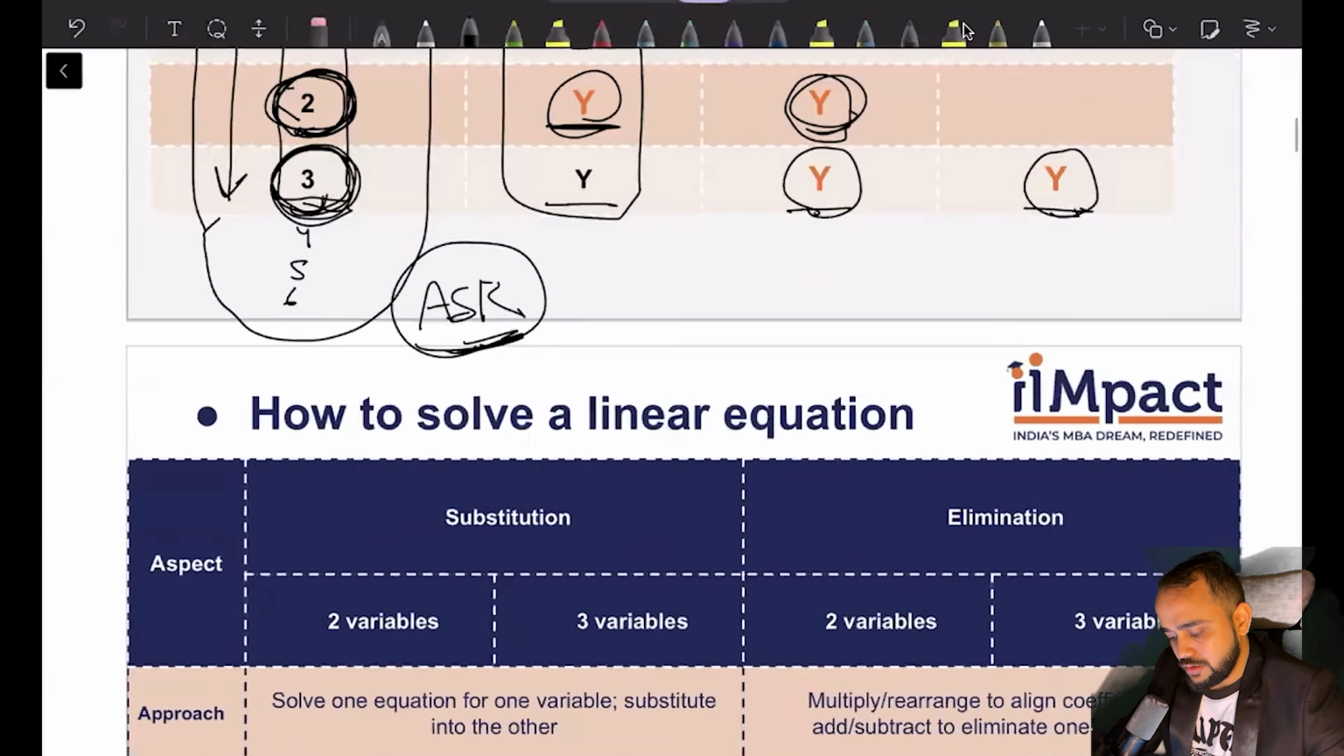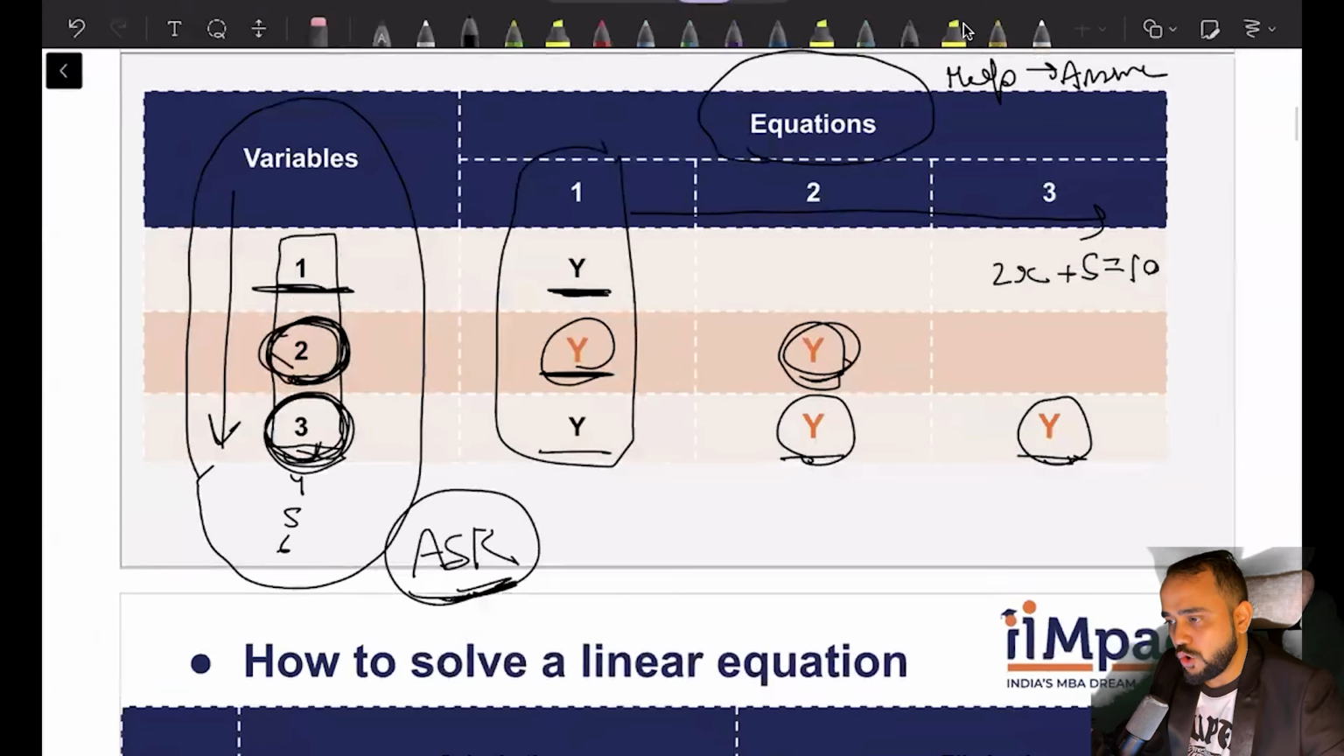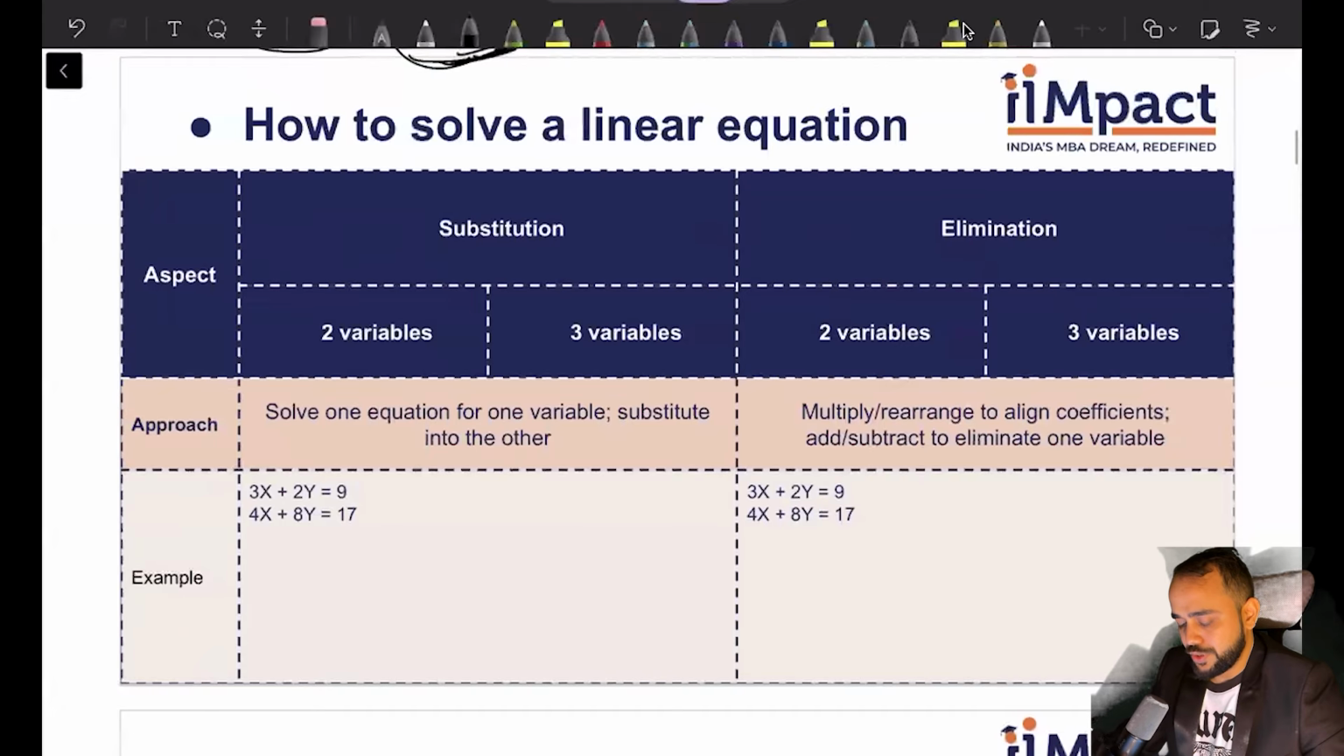Now we will talk more on these. We'll talk more on these four combinations. But before that, let us go and discuss how to actually solve a linear equation. So there are two primary methods. There are other methods also, but they are too complex or unnecessary for an exam like CAT. So you have two primary methods with you.